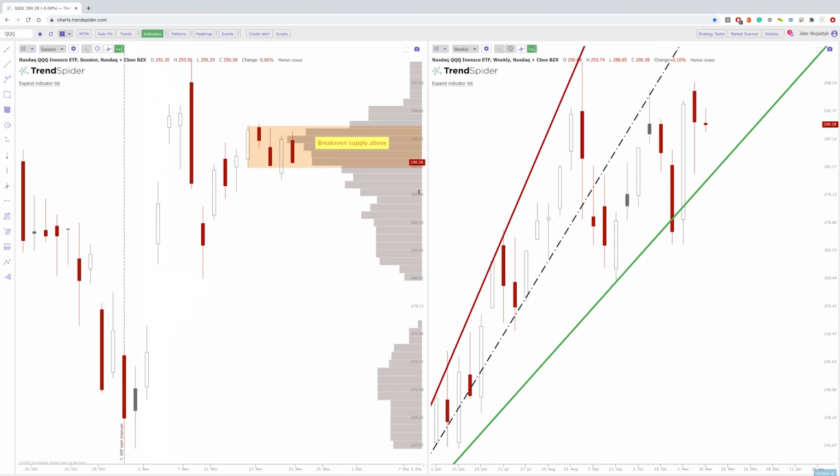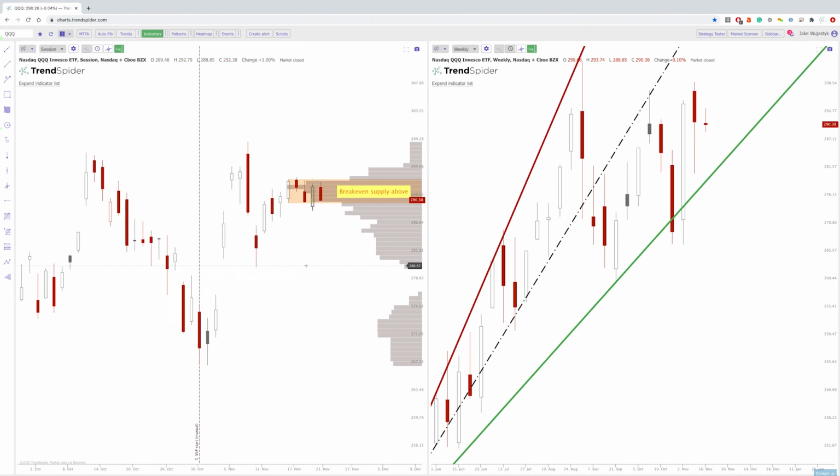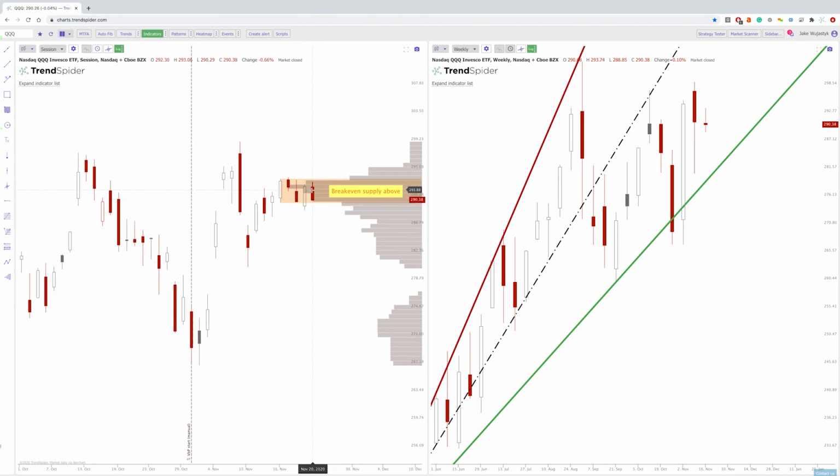But for now, it does look like there is some weakness, not only in the SPY, but also in the Qs. We did break down through this supply zone here, so there was overhead supply that we had to get through. Couldn't get through it, got rejected here. So if we anchor another VWAP, let's anchor it from this. This was a little lower here. Anchor VWAP from here. You can see if we did continue down, this level of interest below around, let's say 287, 288 would be the area below to keep an eye on.